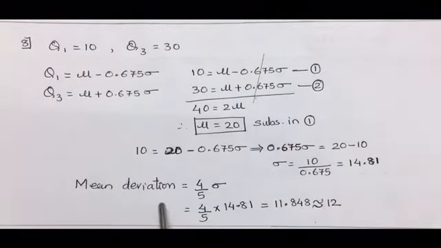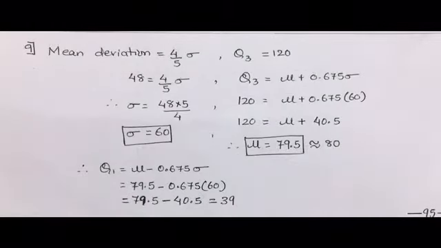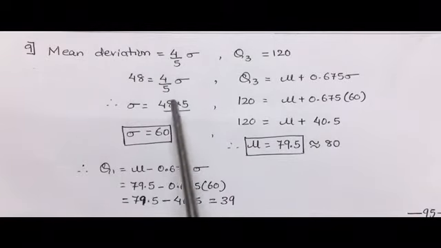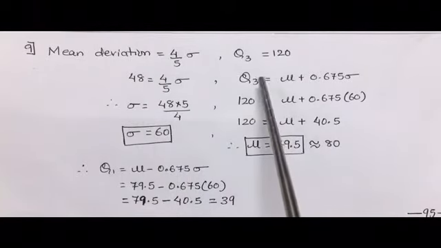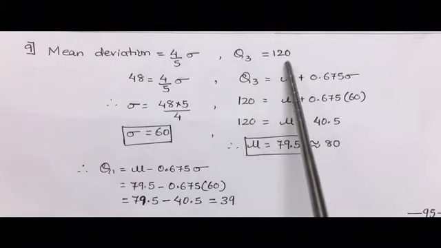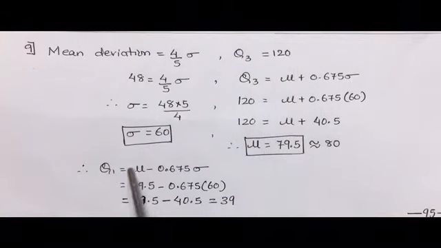Now the mean deviation formula is 4 by 5 sigma. Keeping the value of sigma as 14.81, calculating it, it comes in decimal as 11.848, which approximates to 12. So we need to take the approximate value. Ninth one, mean deviation is given as 48. Q3 is given as 120. We need to calculate the value of the first quartile, that is Q1.